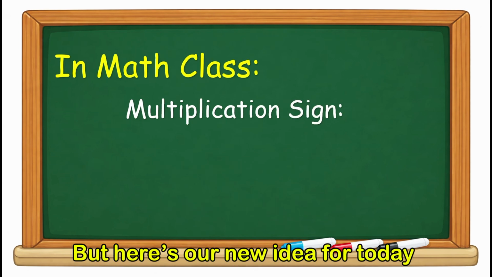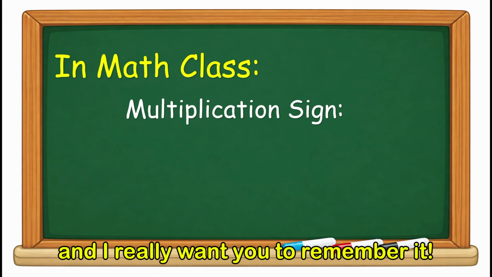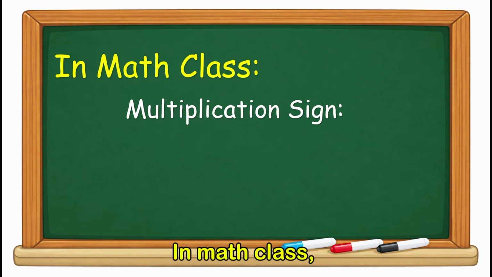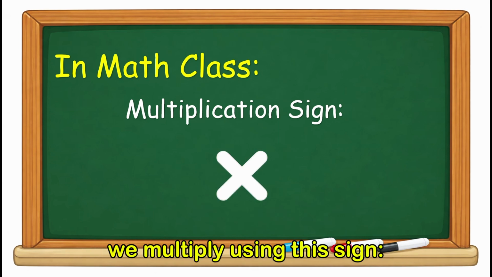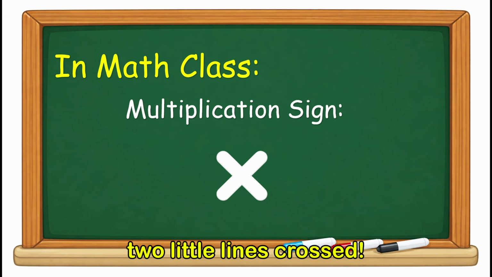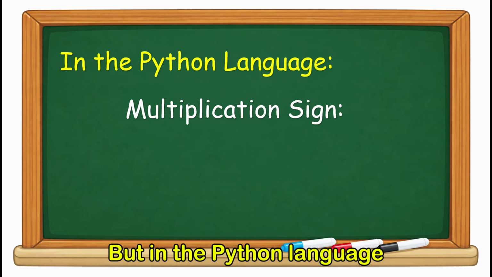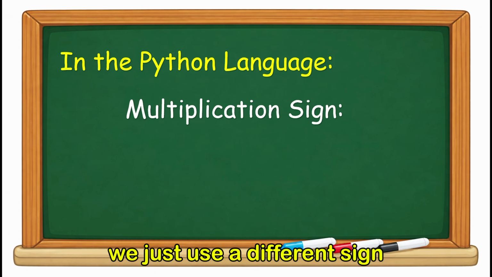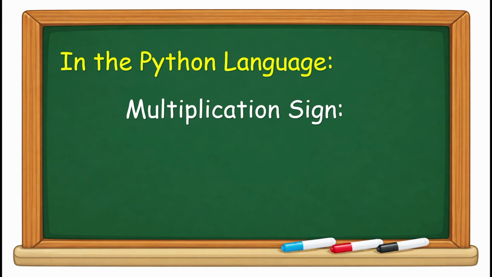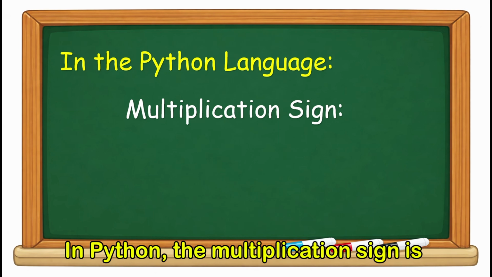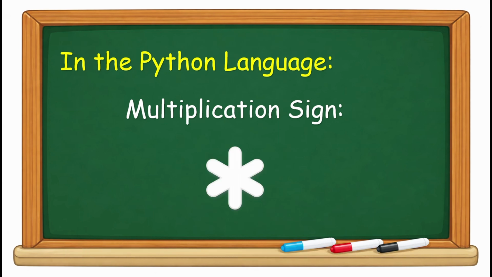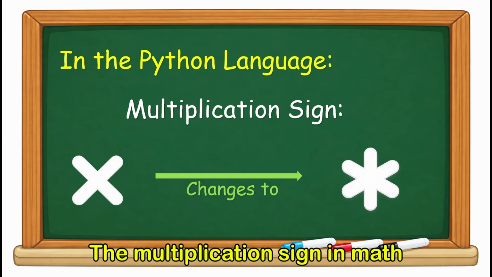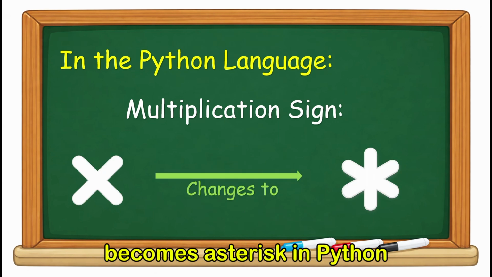But here's our new idea for today, and I really want you to remember it. In math class, we multiply using this sign, 2 little lines crossed. But in the Python language, we still do the same multiplication. We just use a different sign. In Python, the multiplication sign is the asterisk. So remember, the multiplication sign in math becomes asterisk in Python.